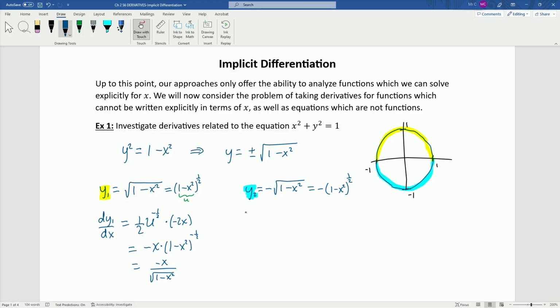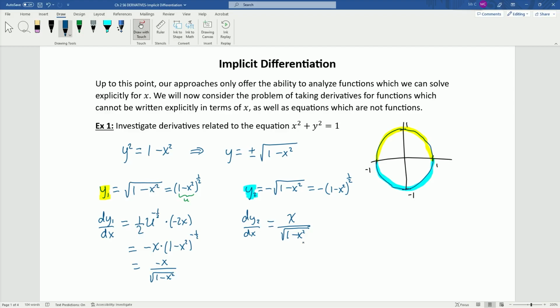Now, I could do all the same work for y2, but these two functions differ only by the constant multiple negative 1, so their derivatives will be opposites. This one is negative x over the square root, so the negative of that becomes positive. So I'll just skip a little bit of that work there.